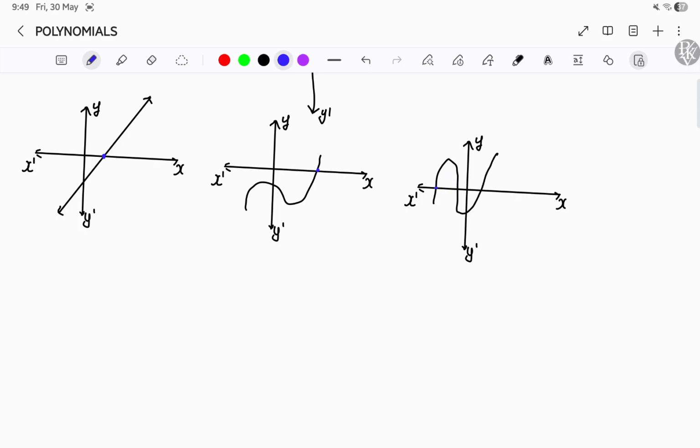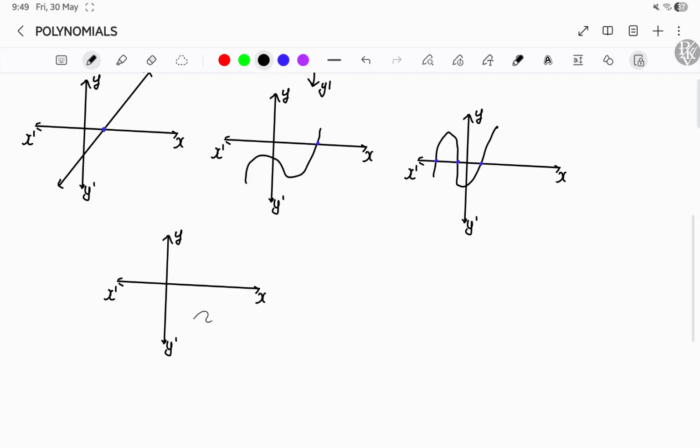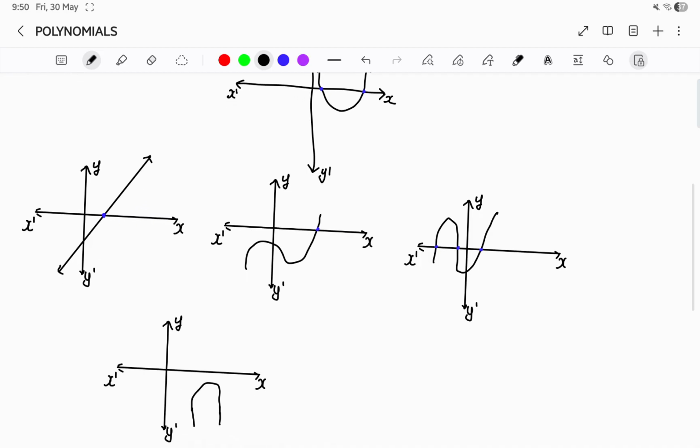This crosses 3 times. So this has 3 zeros. Now I'm going to give you two interesting examples. What about this? As you can see, this doesn't cross the x-axis anywhere. So there are 0 zeros. That is, there are no real values of x that would make the polynomial equal to 0.